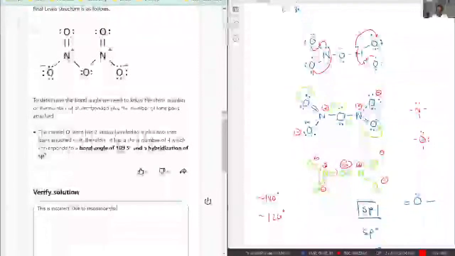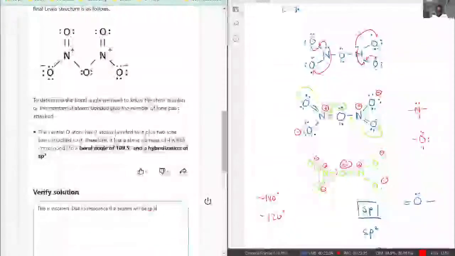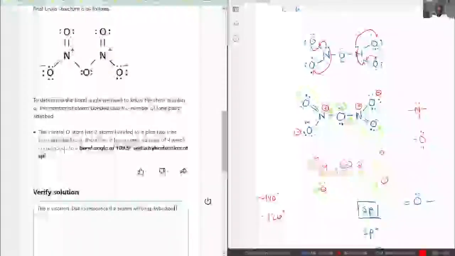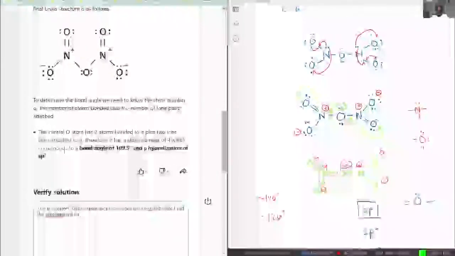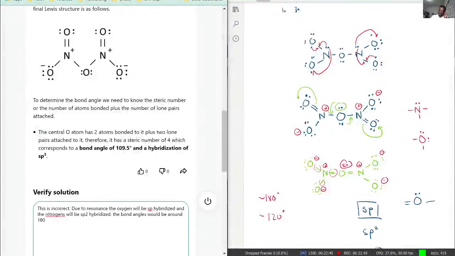Due to resonance, the oxygen will be sp hybridized, and the nitrogens will be sp2 hybridized. The bond angles would be around 180 degrees for oxygen and 120 degrees for nitrogen.